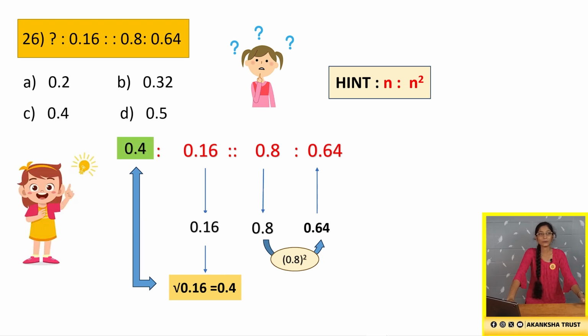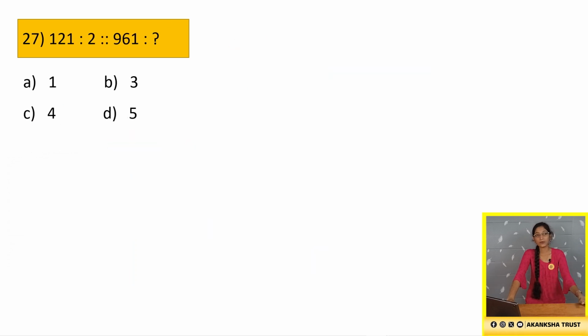Very easy, isn't it? Okay, moving to question number 27. 121, 2. We have to relate these two numbers. Then 961 and question mark. Look at this number, 121, 961. These numbers are three digits, looks like a little bit large numbers. But 121 and 2, how are we going to relate it?